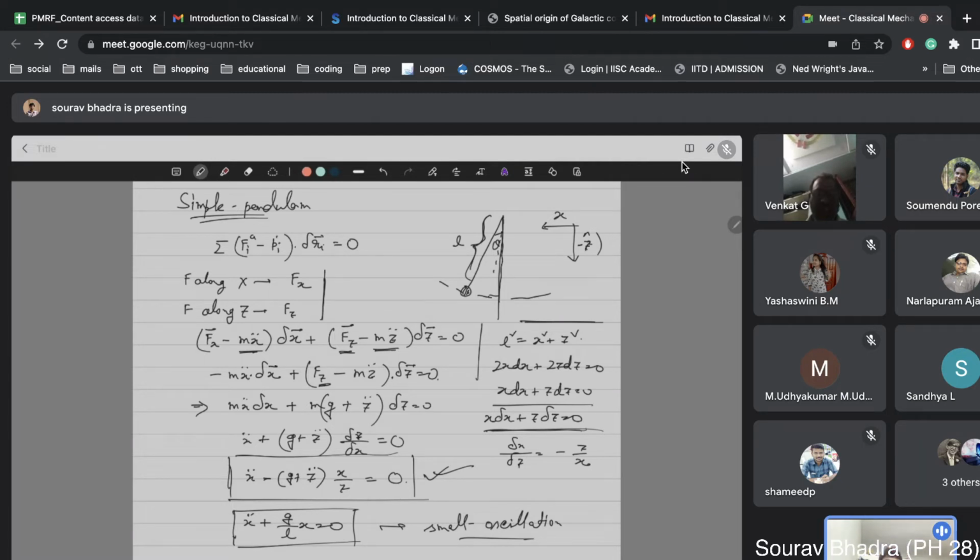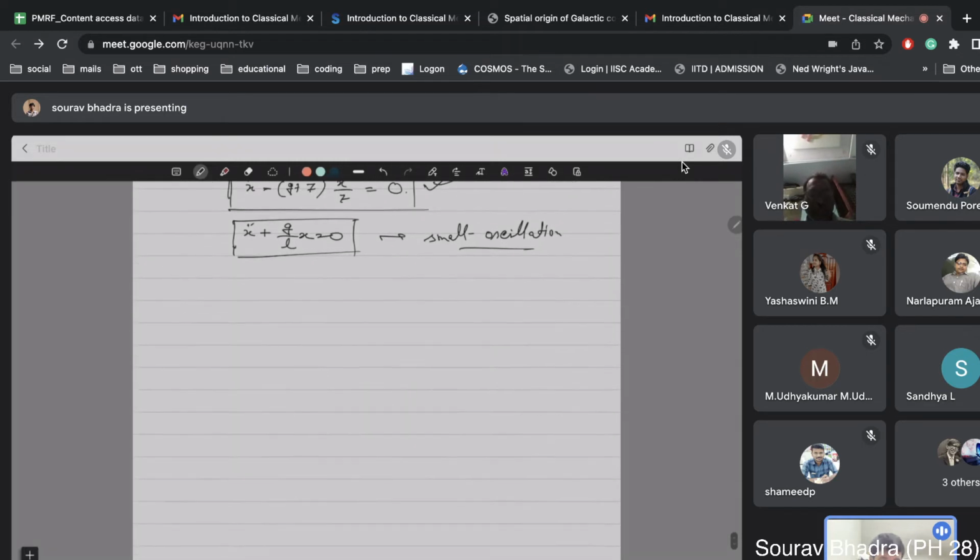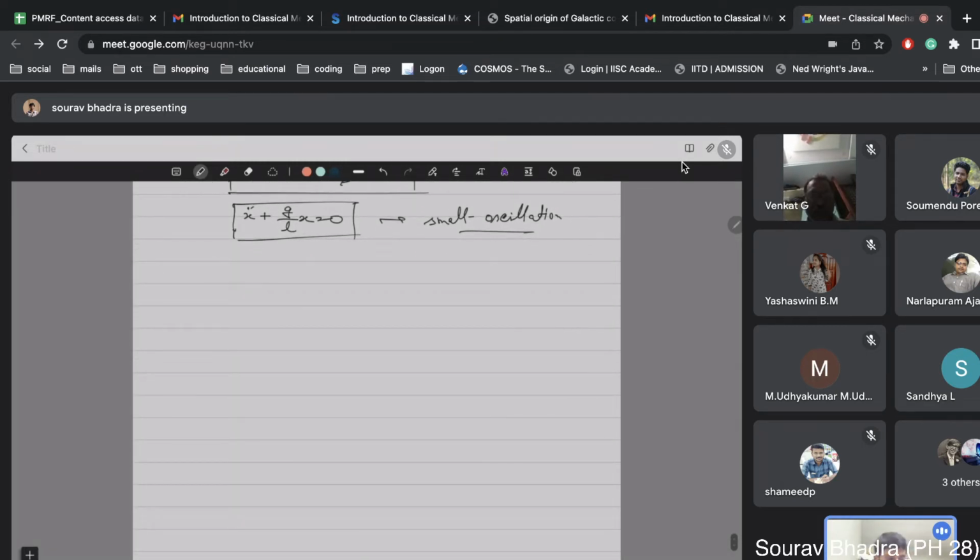So these are the 3 examples of D'Alembert's principle. You can apply this in various other problems, and I would like to ask you to do some problems on this particular principle, simple problems, not complicated ones. So you can do that.